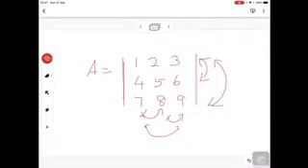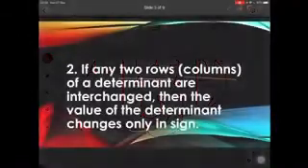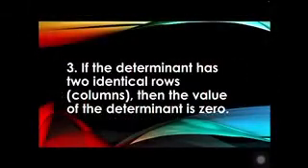If we interchange the rows or columns of the determinant, the value doesn't change, but it changes only in sign. The opposite sign will come. If the value of this determinant is positive, then after interchanging the rows or columns, you get the same value with the opposite sign. Let's go to the next property.